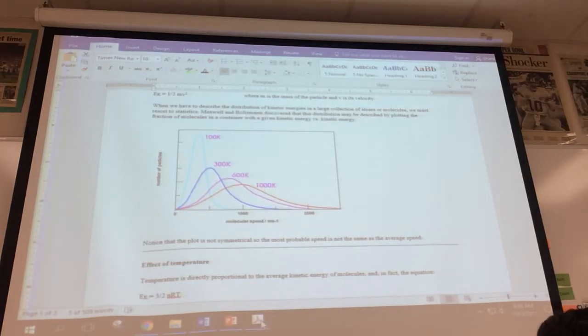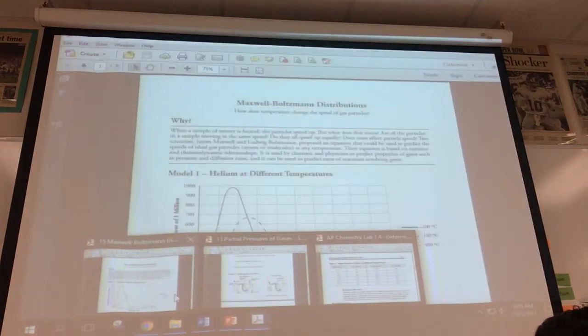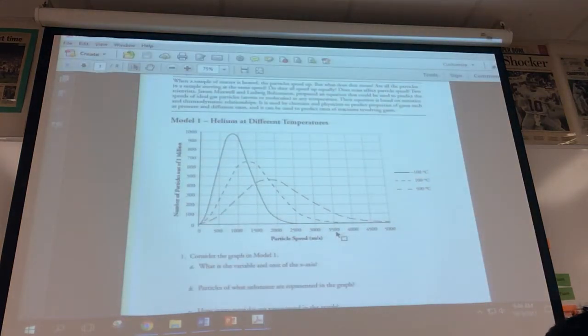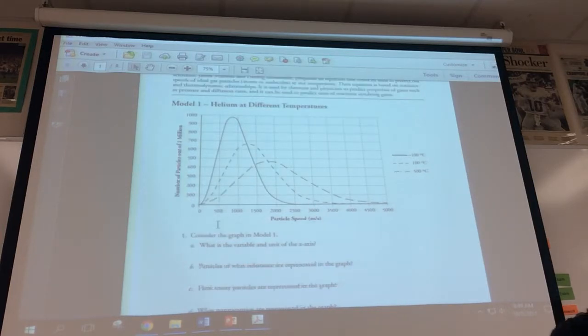Keep this in mind, and let's look at the POGIL packet. First thing we're looking at is helium at different temperatures. And what do you notice? As the temperature increases, you're seeing that the particle speed is increasing. You have more particles with a greater particle speed at the higher temperature. So you're seeing a similar distribution. It moves to the right and it flattens out at the higher temperature.